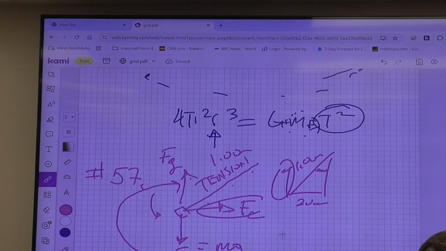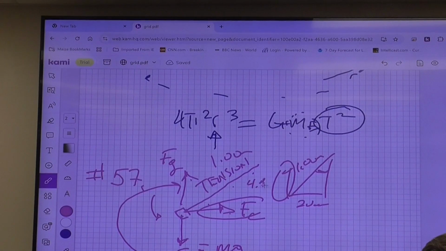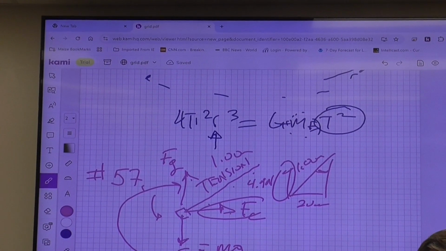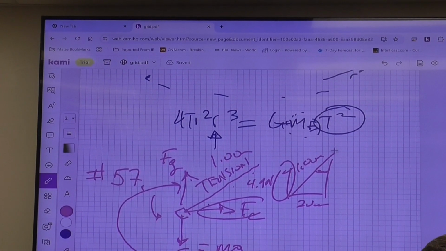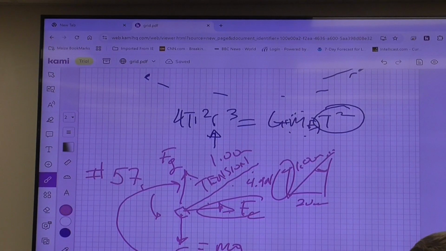Okay? So if that's 500 grams, that means that's 4.9 newtons. So if this is 4.9 newtons and you're trying to find the tension, which is the hypotenuse, what does your answer have to be greater than when you find the tension? It has to be greater than 4.9, because you're finding the hypotenuse. This one's easy, right?